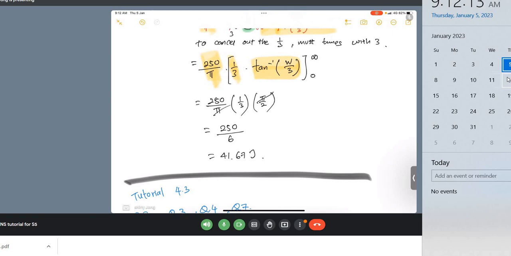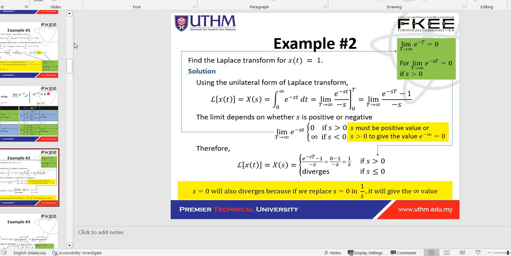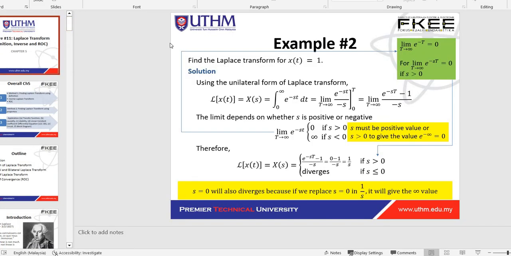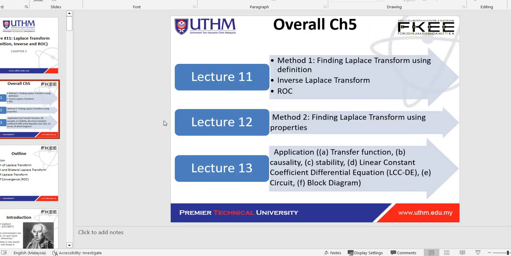You done? Okay, Doctor. Okay, so if you have done, I will continue with chapter 5. Okay, chapter 5, which is lecture 11 about the Laplace transform. So this is the last topic. Okay, last topic in signal and system, the Laplace transform. So Laplace transform also consists of definition, ROC, inverse Laplace transform, all this.